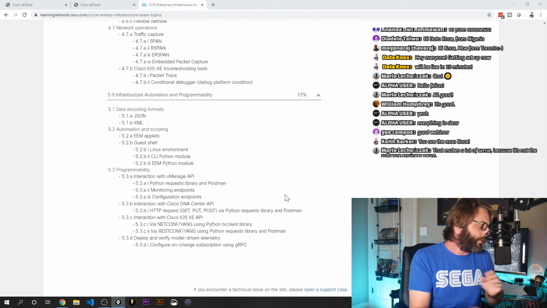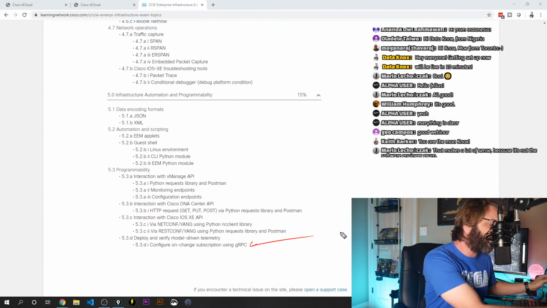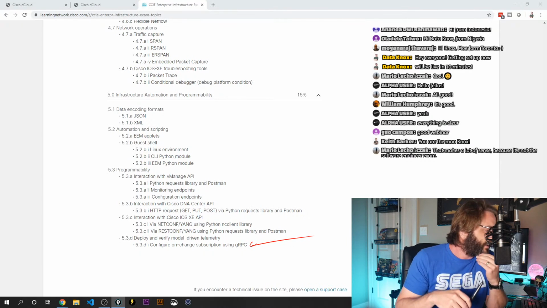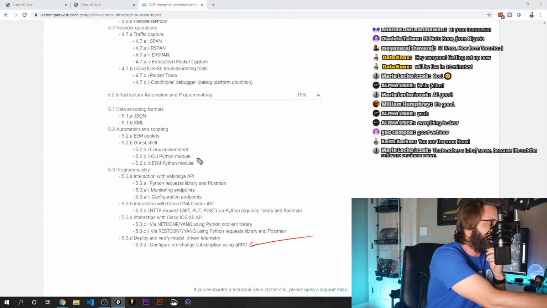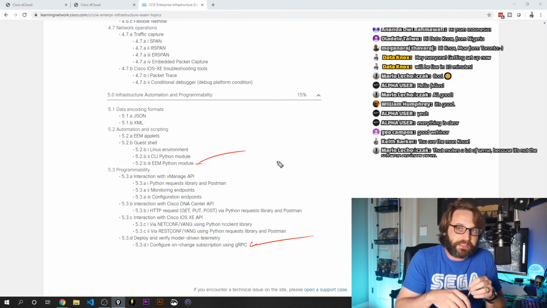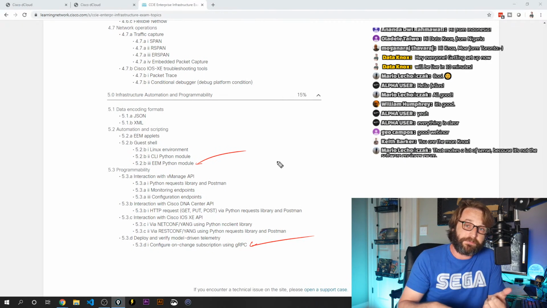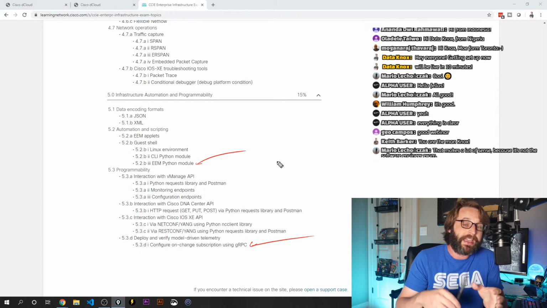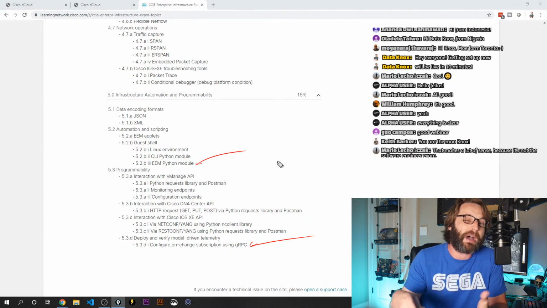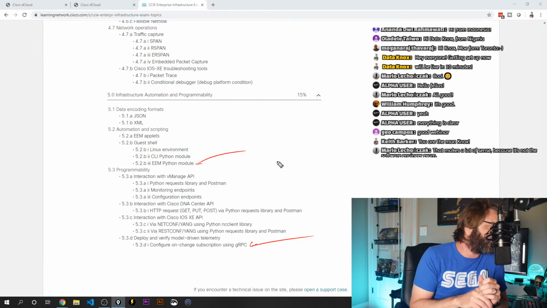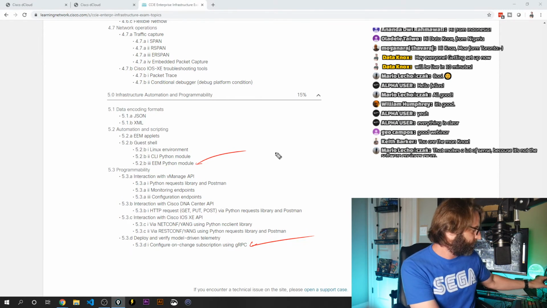So I am looking at the blueprint still here. Yeah, so the very last bullet point, I'm talking about this gRPC right there. That was the one thing that they didn't really talk about that I was hoping they would talk about. They did talk a lot about EEM. They said you need to know how to configure and script EEM modules, and then how to configure your EEM module to run a Python script upon execution. So I thought that was pretty interesting too.